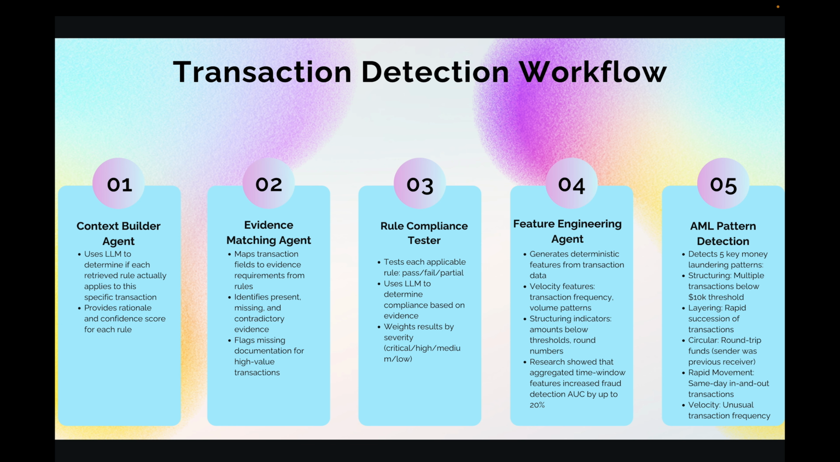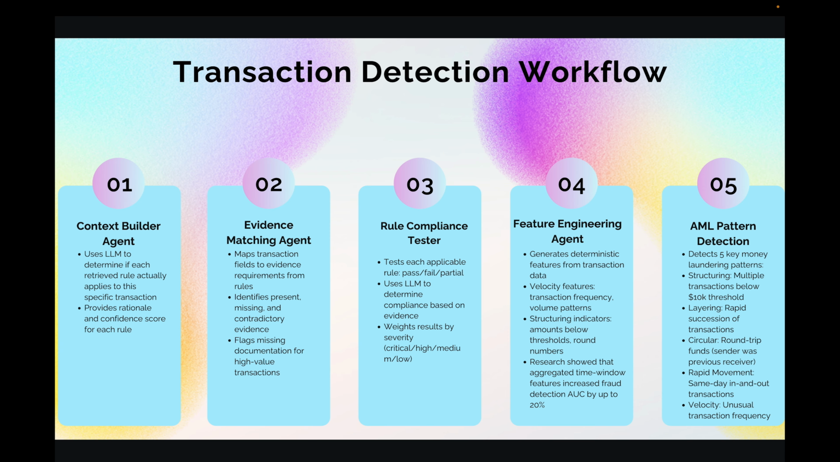It uses LLMs to decide if each of the retrieved rules from our vector database is indeed applicable to the specific transaction that we're trying to analyze. Thereafter, it will also provide the rationale for it and a confidence score for each one of them. Next up, we have the evidence matching agent, which will map all the transaction fields to the evidence that we have gathered from the rules. Moving on, we have the rule compliance tester, which will test all the applicable rules that we have retrieved and see if the transaction passes or fails them, or even a partial passing rate.